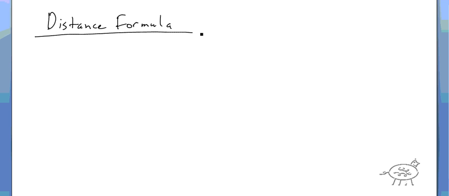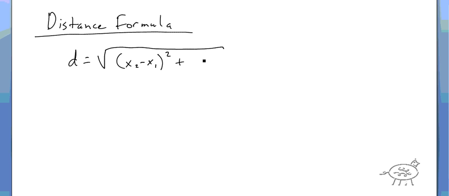And the distance formula is actually based off of the Pythagorean theorem. Let me just give this to you first. So the distance equals the square root, and it's going to look complicated, and you're going to all go, oh, man, we have to learn this. But I'm going to give you an easy way to memorize this. So it's x2 minus x1 squared plus y2 minus y1 squared. That is the distance formula.